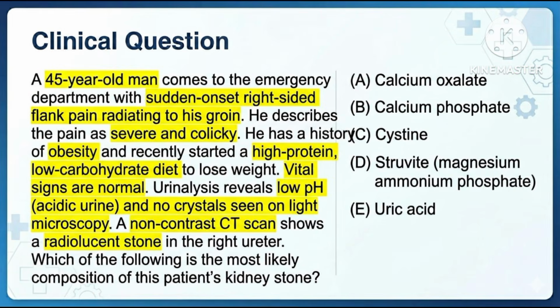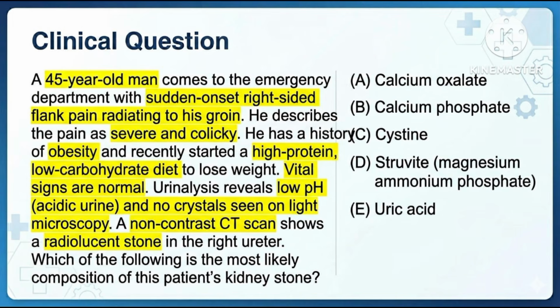45-year-old man with sudden right-sided flank pain radiating to groin. History of obesity, started a high protein, low carbohydrate diet. Urine analysis shows low pH and no crystals seen on light microscopy. Non-contrast CT scan shows radiolucent stones, that is classic for uric acid stones.